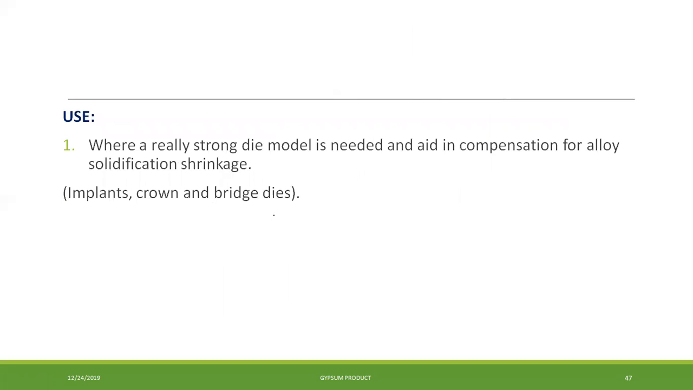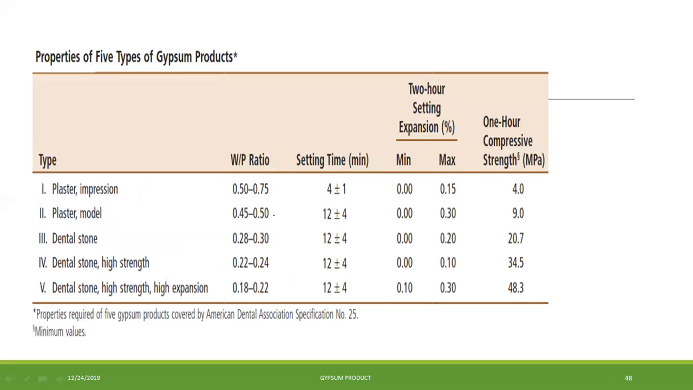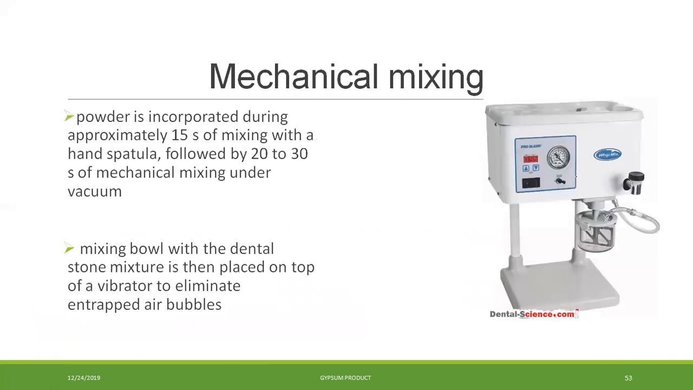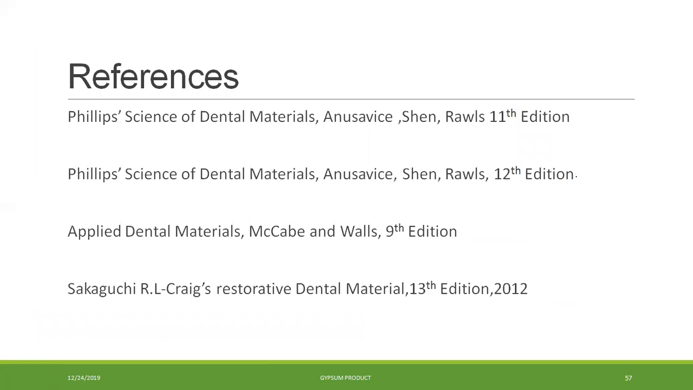They are used where a really strong die model is needed and to aid in compensation for alloy solidification shrinkage, in case of implants, casts, bridge dies, right? You have to remember this chart also. Water powder ratio, setting time, minimum, maximum, 1 hour compressive strength. You have to remember this more importantly. I think that is what is required in your exams.